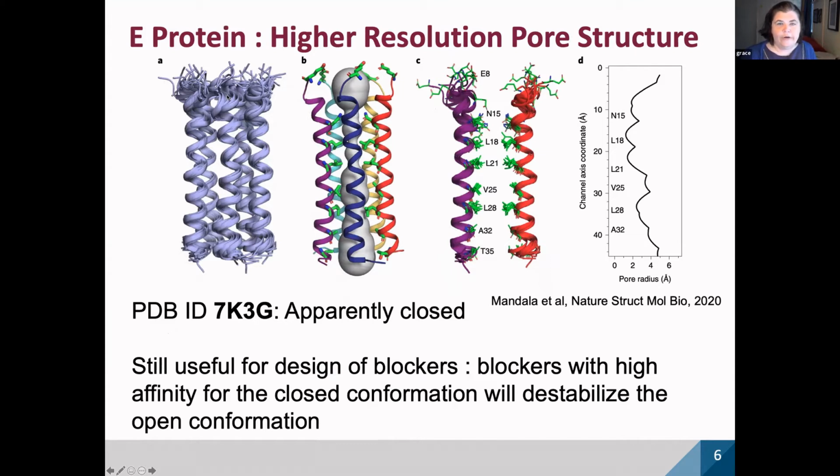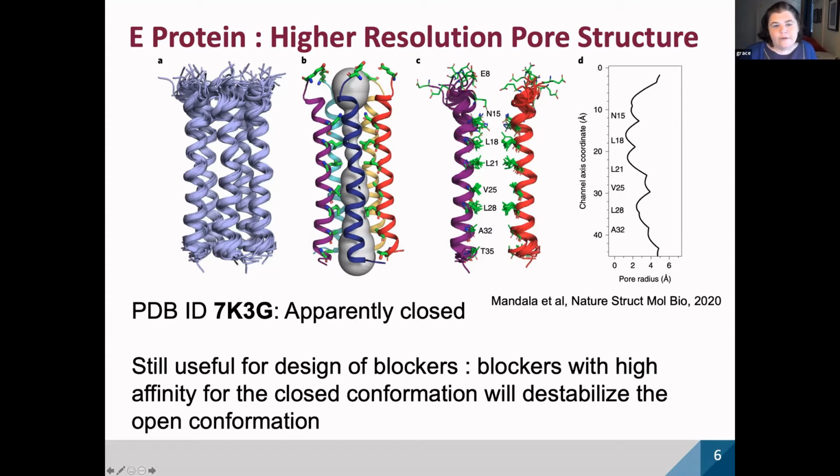With NMR, usually you would generate multiple models that all satisfy the NOE constraints. And in this figure right here, we have these models overlaid on top of each other. So you can see that for the pore, with the exception of the two ends, there's really a lot of agreement. The model is not underdetermined by the constraints that they have available.